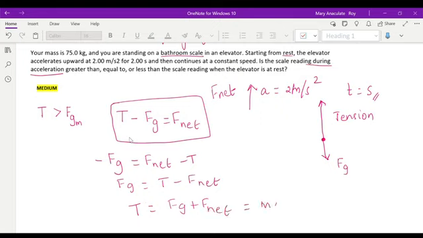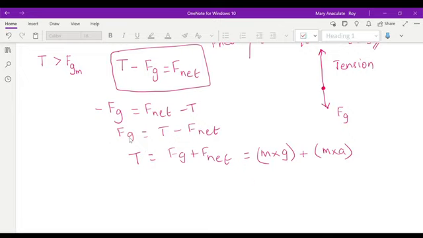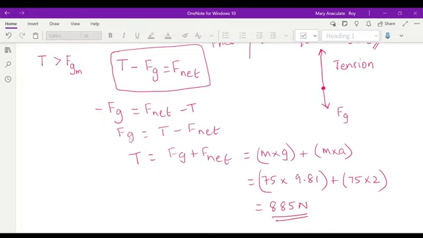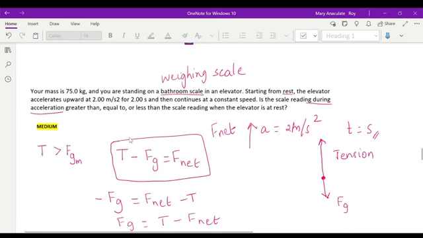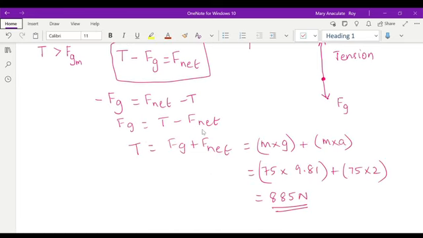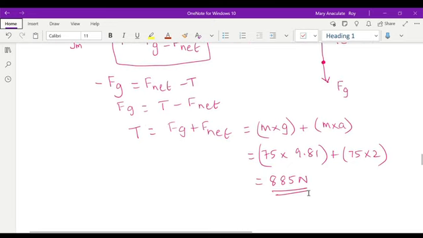Fg is mass times gravity, plus F net. How do I find F net? Mass times acceleration. So the mass is 75. So 75 times 9.81 plus mass times acceleration, 75 times 2. So that'll give you 885 Newton. So that's your total tension. As you see, we have calculated that the tension pulling up the elevator is 885 Newton.